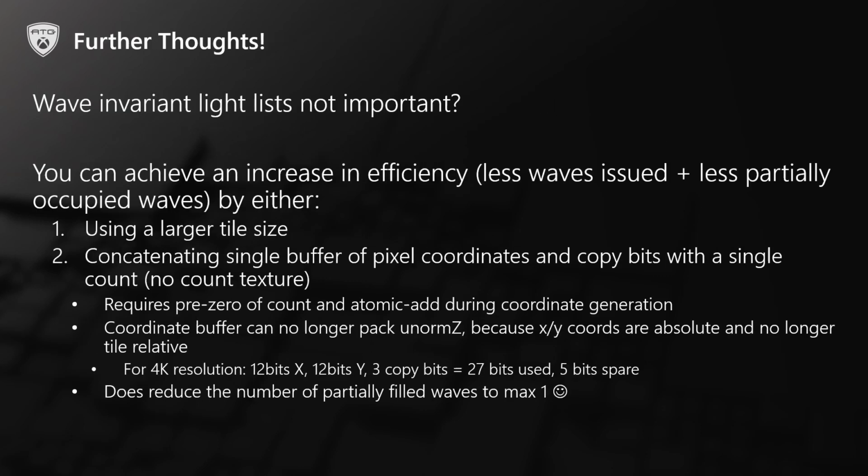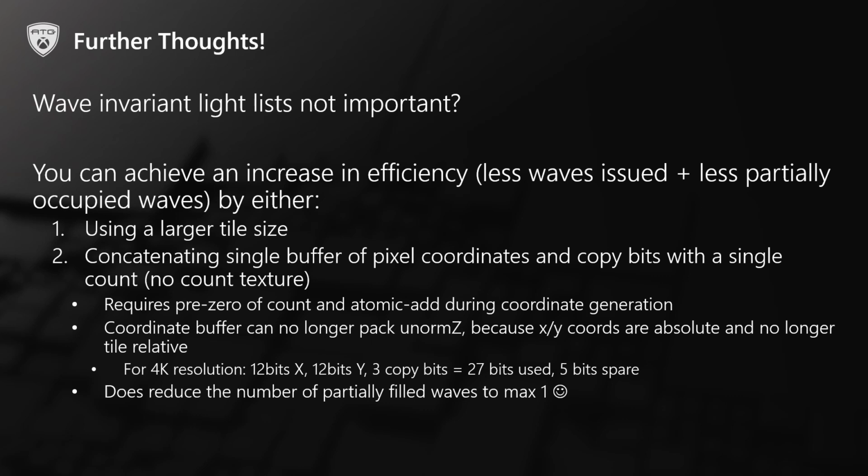So in the sparse lighting system I presented in this deck, there is an obvious inefficiency, which is per 16 by 16 tile, assuming you're not lighting every pixel, you probably have one partially filled wave. So you have a wave with a bunch of threads turned off because the number of lighting calculations required for that tile wasn't an exact multiple of 32. So this is clearly an inefficiency.